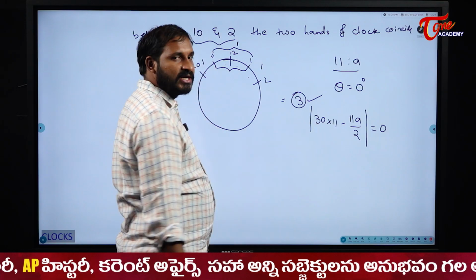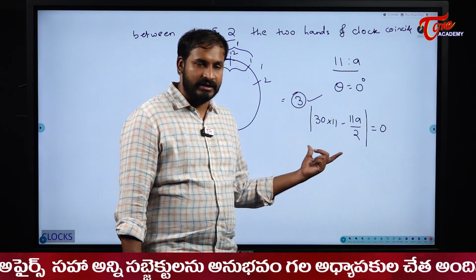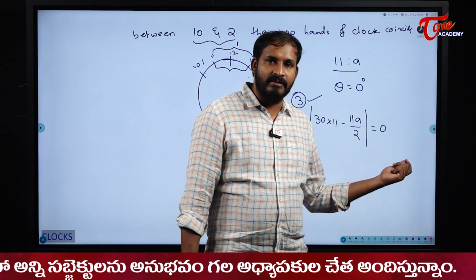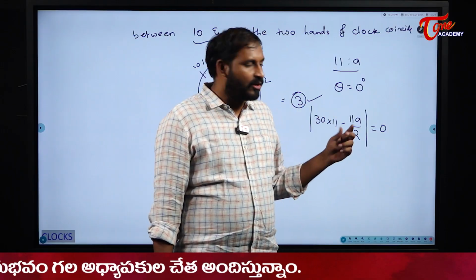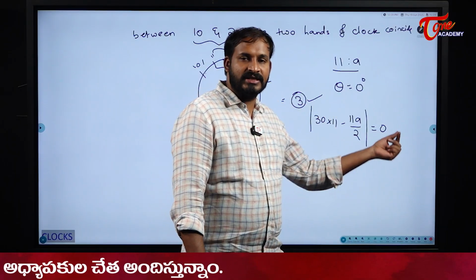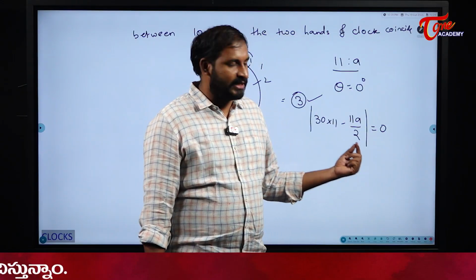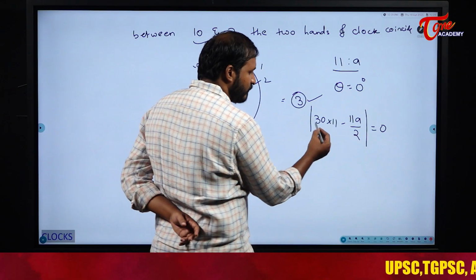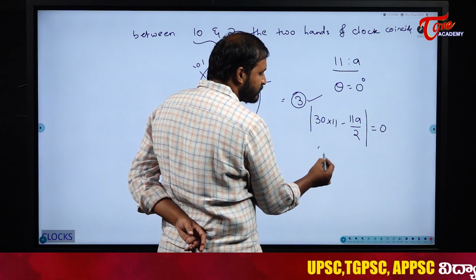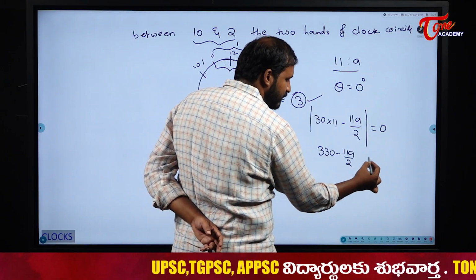If I send mod to that side, it will become plus or minus. Anyway, we will get the same answer. No need to worry. When you send mod to the other side, remember students, we will get plus or minus, just like when you send plus to the other side it becomes minus. So plus or minus 0, anyway we will have 0 only. So 30 into 11 becomes 330 minus 11A by 2 is equal to 0.